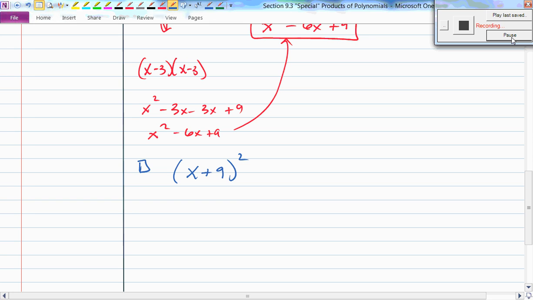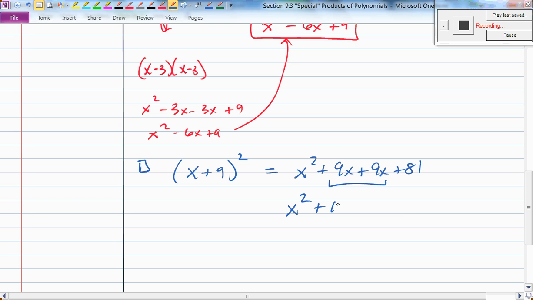Okay. All right, Josh, what'd you get? X squared plus 9x plus 9x plus 81. Did you use FOIL? You just use FOIL? Okay. But you still have to realize that those are like terms. So x squared plus 18x plus 81.